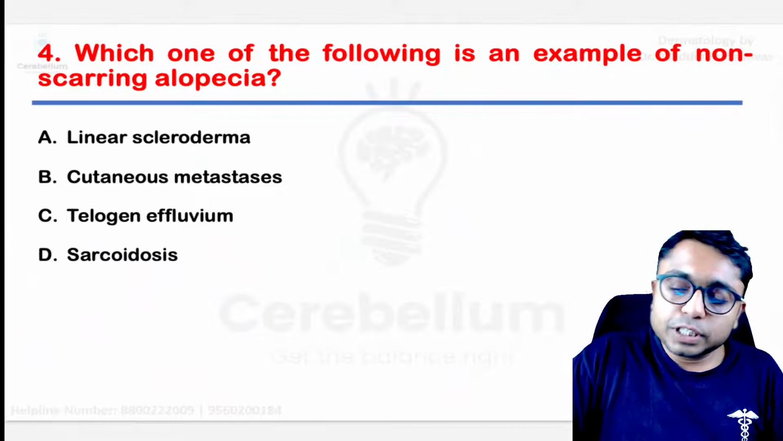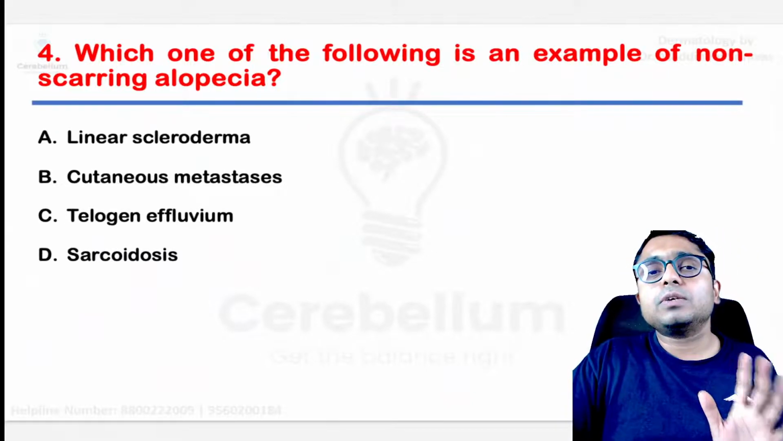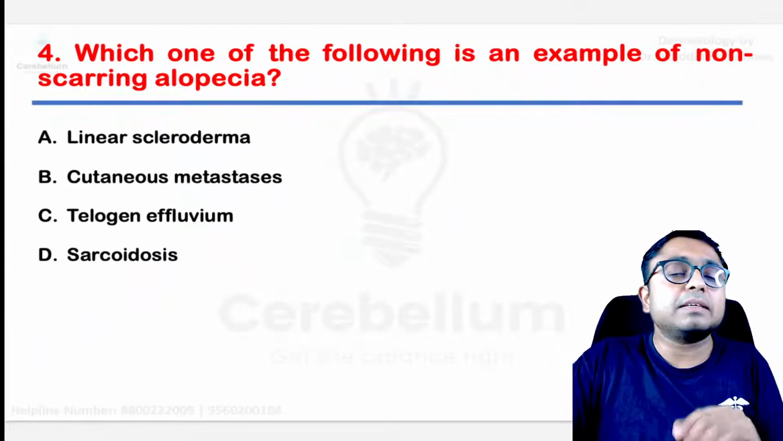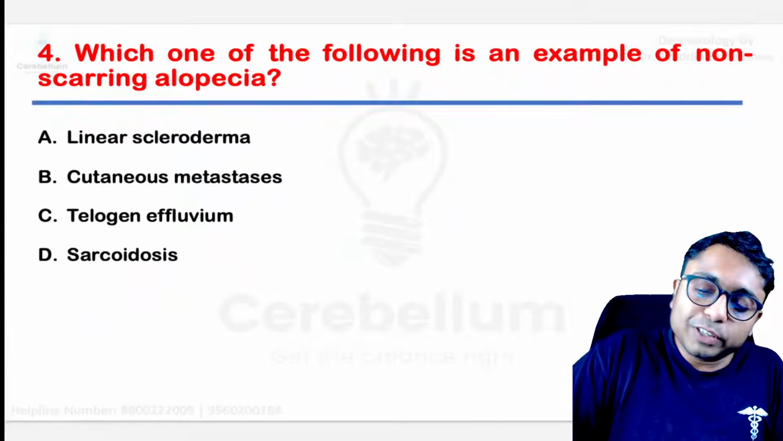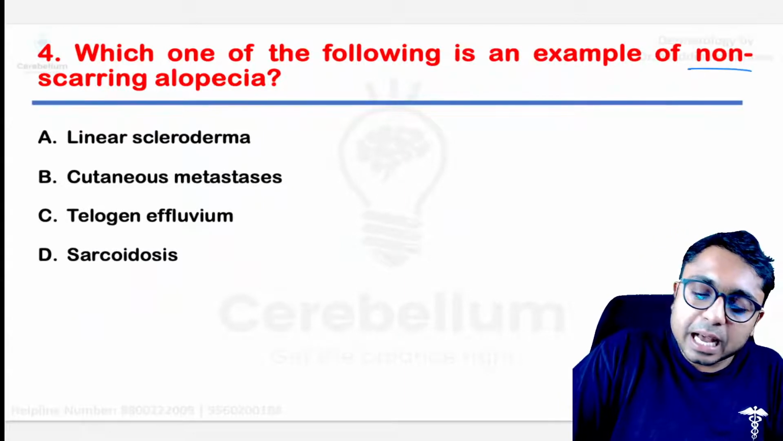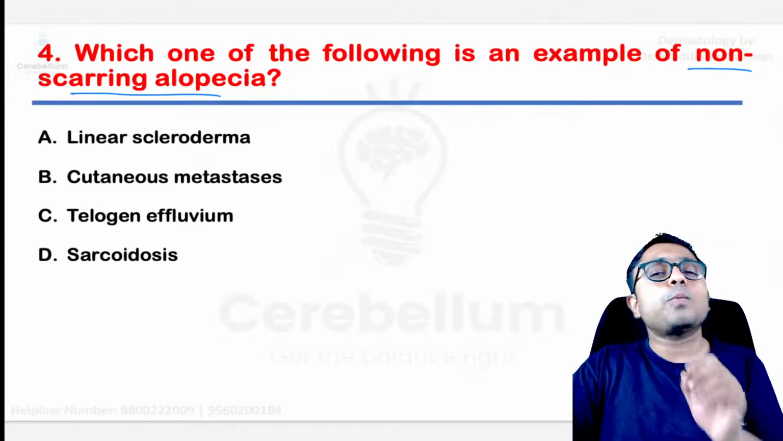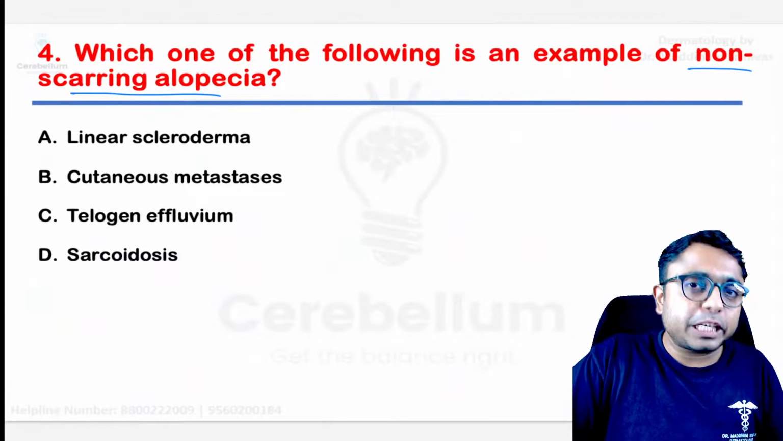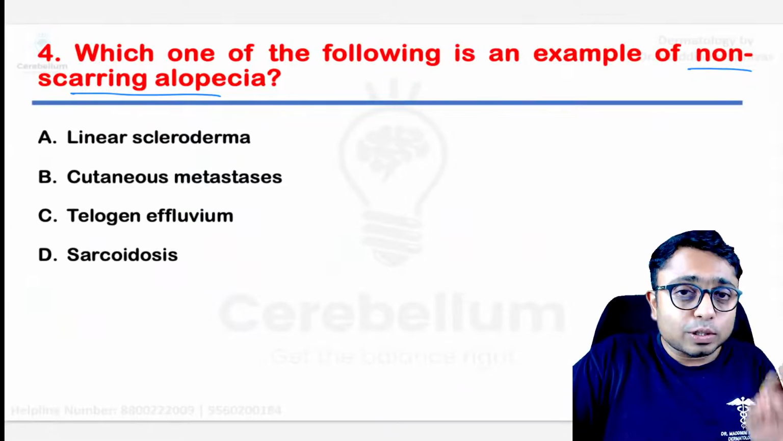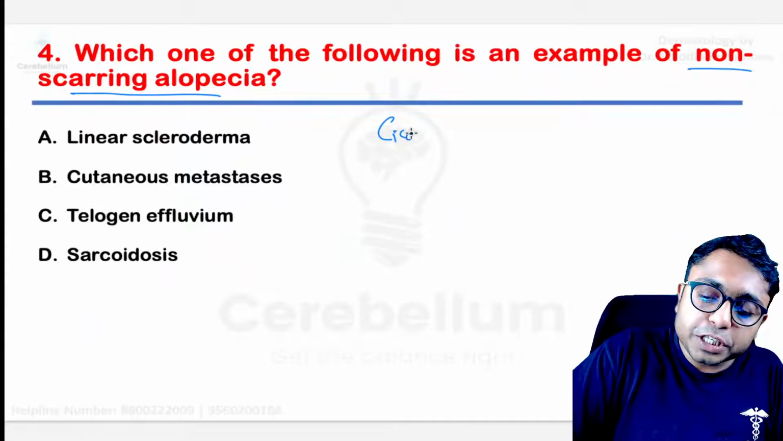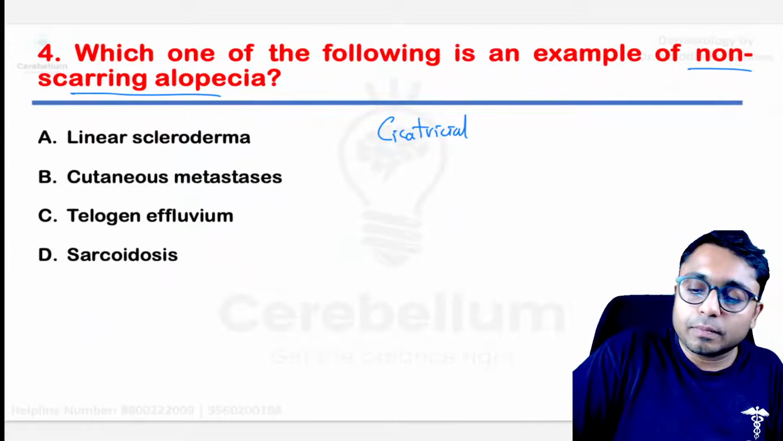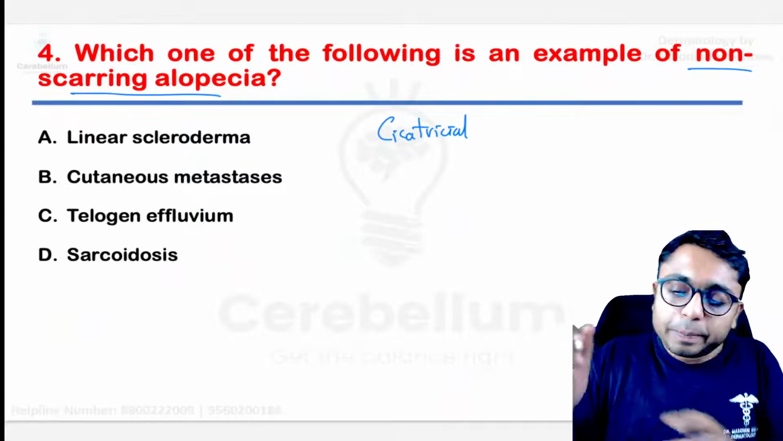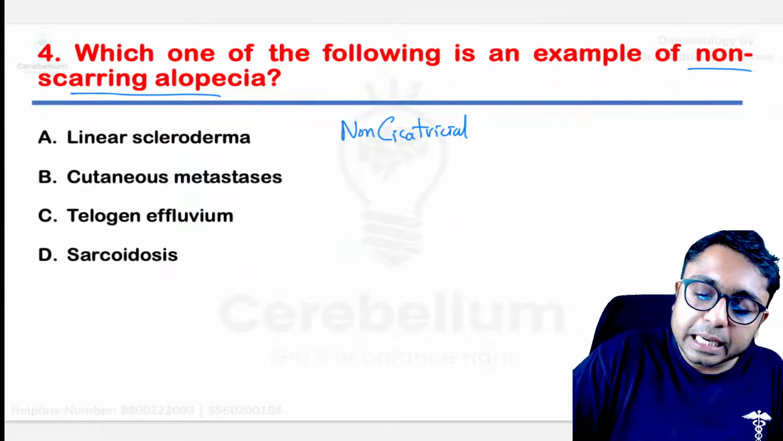This is another question. So very simple question if you know the concept. Otherwise, it is very difficult if you don't know. Which of the following is a non-scarring alopecia? So I hope all of you know, scarring alopecia is also called cicatricial alopecia, and non-scarring alopecia is also called non-cicatricial alopecia.